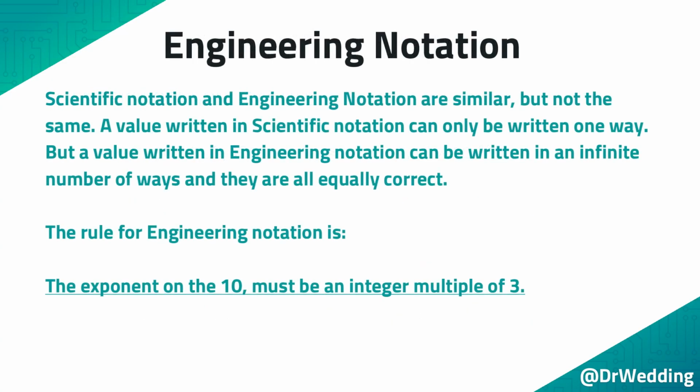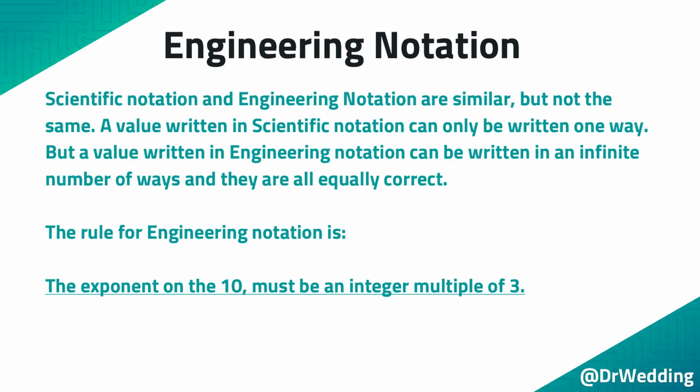Scientific notation and engineering notation are similar, but not the same. A value written in scientific notation can only be written one way. But a value written in engineering notation can be written in an infinite number of ways, and they are all equally correct. The rule for engineering notation is: the exponent on the 10 must be an integer multiple of 3.